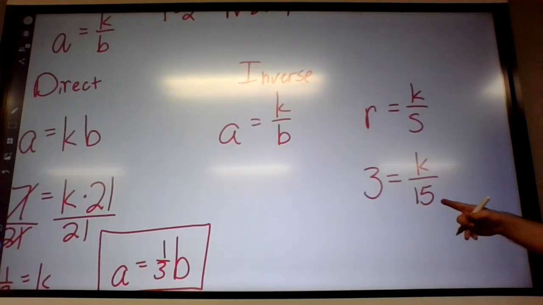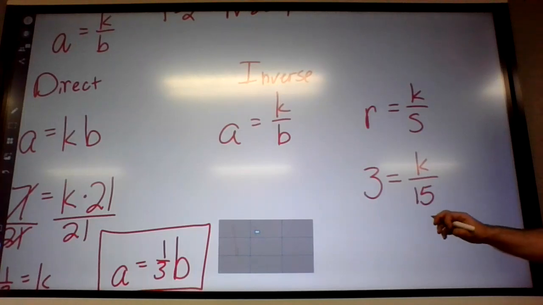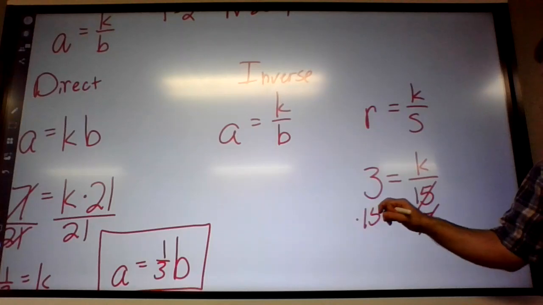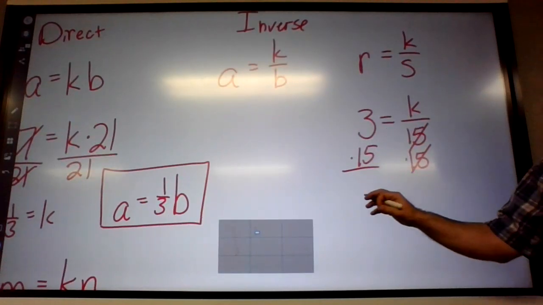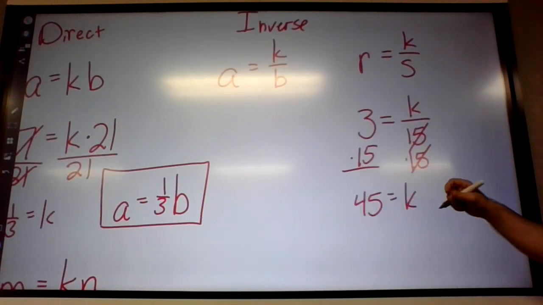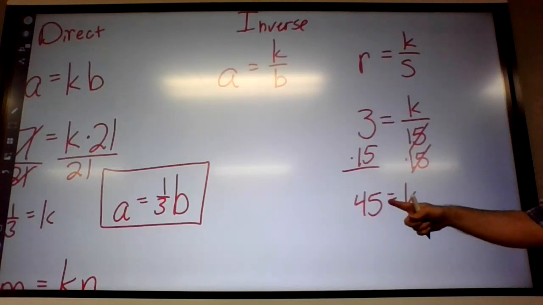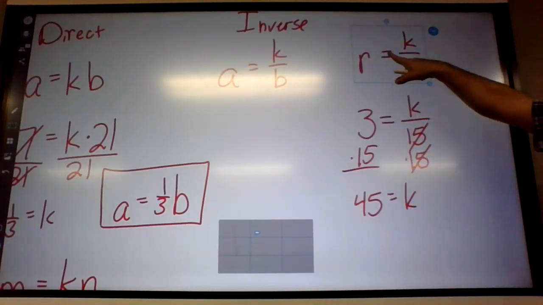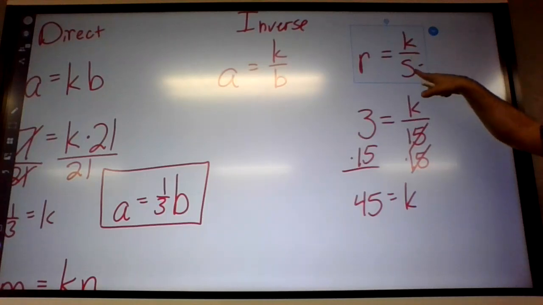How do I solve this for K? Times 15, because that gets rid of a divide by 15. 3 times 15, 45. All right, so we're going to take this 45 and put it back into the formula. R equals 45 over S.